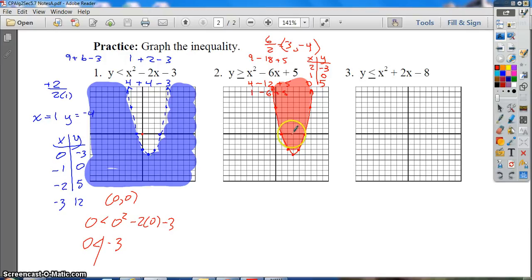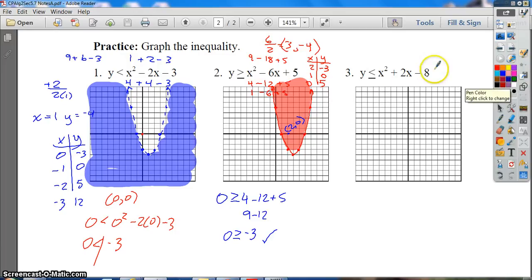I think 2, 0 is an easy one to check. Okay, so if I put 2, 0 in there, it should work because I'll get 4 minus 12, is that 0 greater than or equal to that? Well, that would be 9 minus 12, -3. Yeah, that works. So yeah, the inside should be shaded.